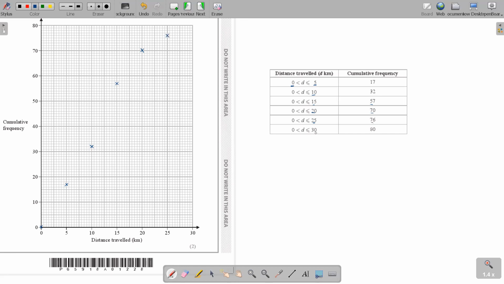And then finally, at 30, you have 80. Right, okay, so now it's time to draw the graph. So let's draw the graph.